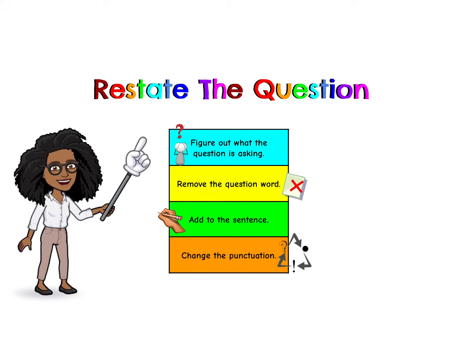bunch of words. Last but not least, we need to change the punctuation. When we have a question, we know that it ends in a question mark. But if we're making this into a statement, then we either need to use a period or an exclamation point. And this is how we will complete our process of restating the question.